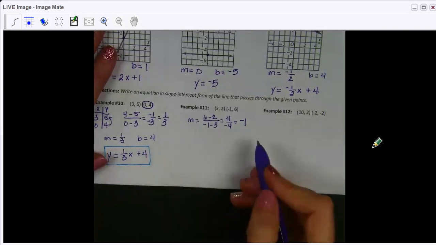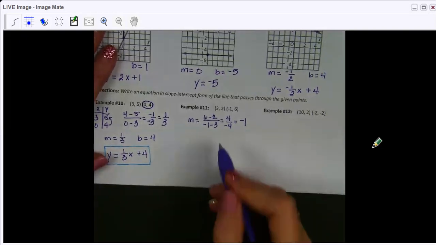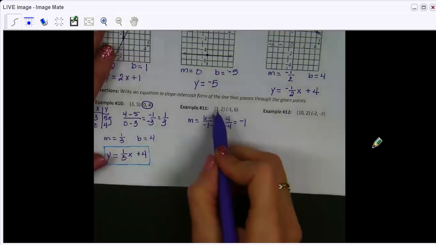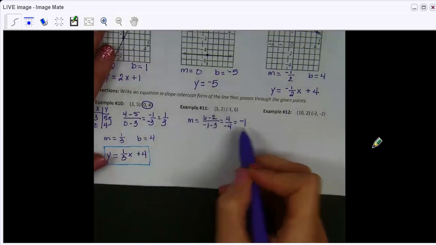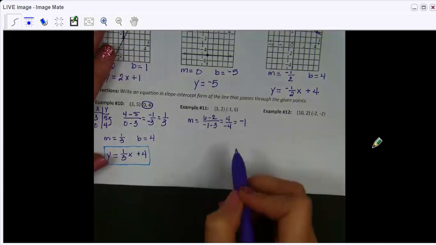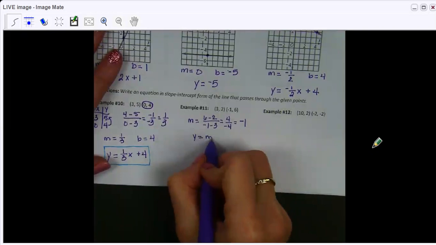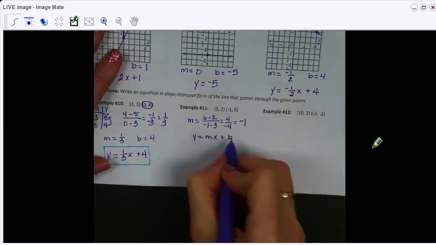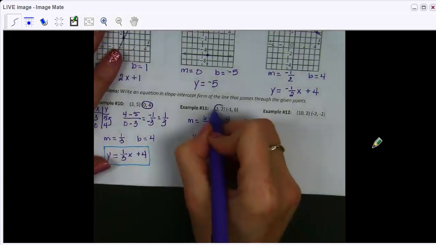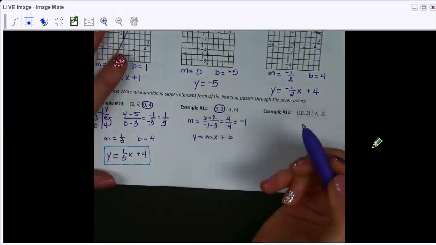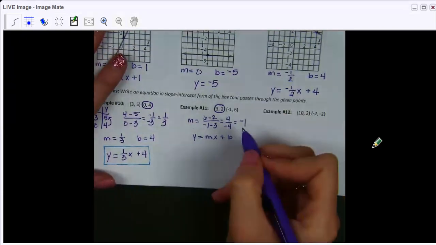Okay, now to find the y-intercept, we have to choose a point and the slope and plug it into the equation and solve for b. So our equation, y equals mx plus b. We're going to choose 3, 2, just because they're both positive.